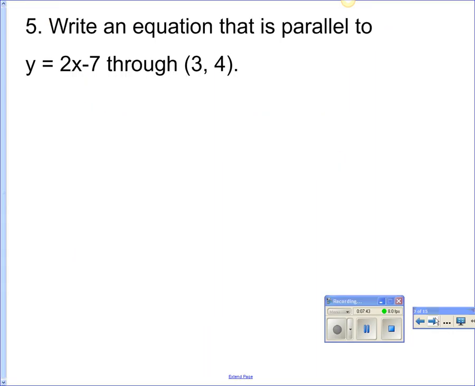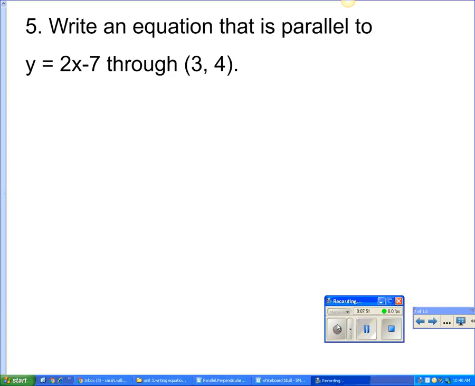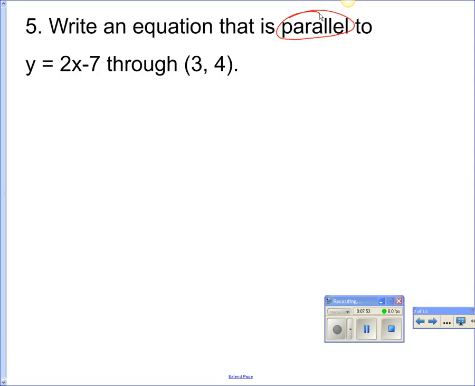All right, number 5, write the equation that's parallel to y equals 2x minus 7 through 3, 4. Okay, so I hope everybody circled parallel. What does parallel mean? Same slope. So which one of these numbers is the slope? So I'm going to write m equals 2. I hope you did that on your paper. I want you to do that. M equals 2. And then I cross that out.